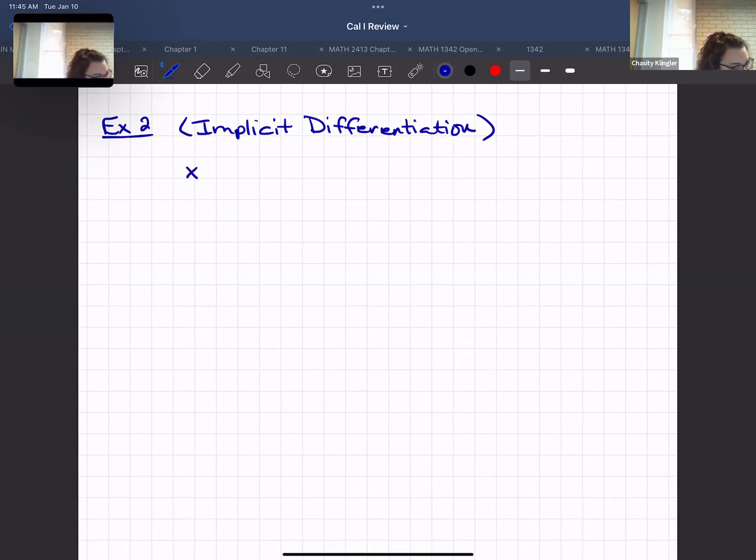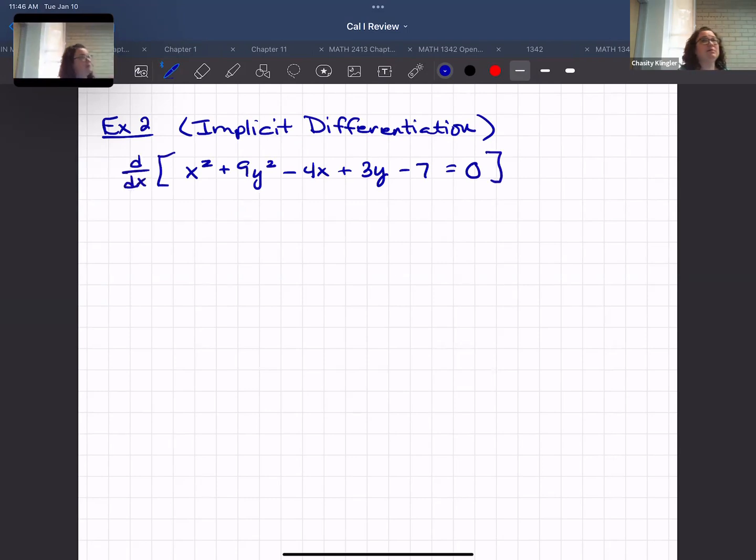Okay, so say we've got x squared plus 9y squared minus 4x plus 3y minus 7 equals 0. And you're told to take the derivative of that with respect to x. That's what the d over dx means: I'm taking the derivative with respect to x. The problem here is I've got a bunch of y's, right?